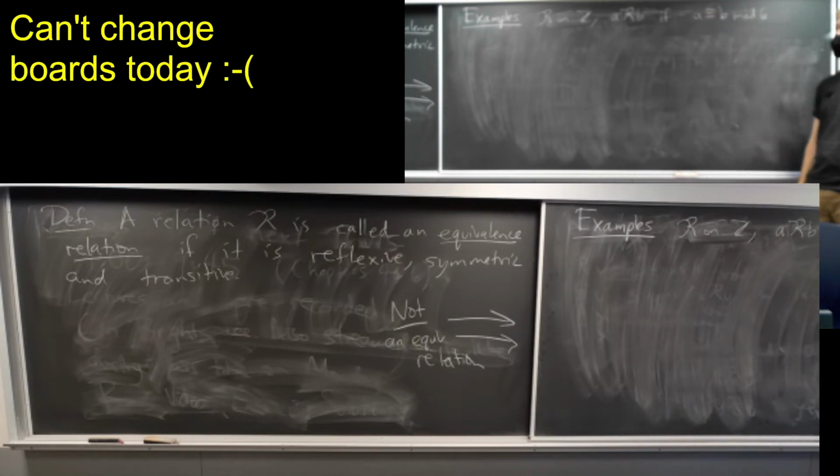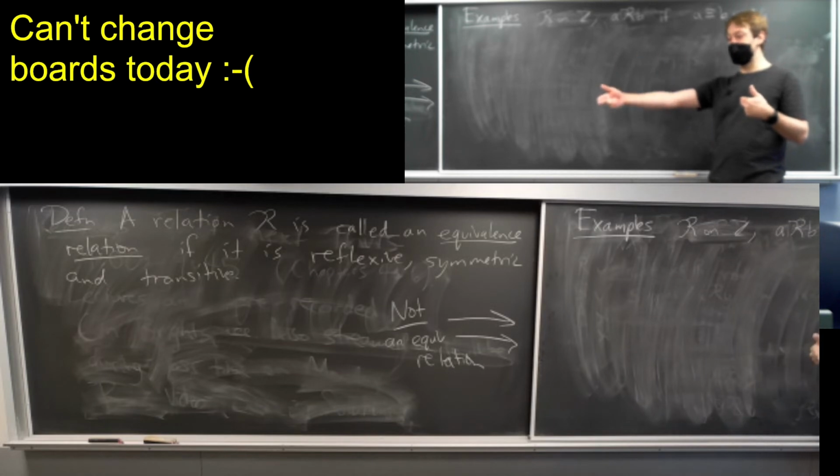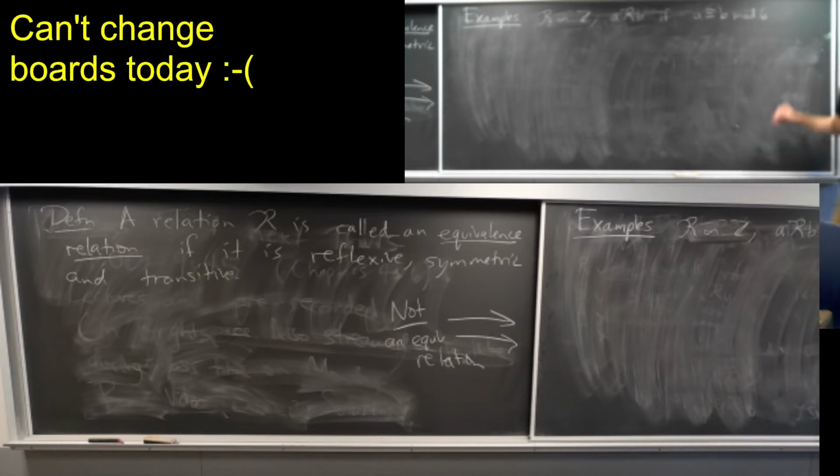Transitivity is also just as easy. If A has the same remainder as B, and B has the same remainder as C, then all three of them have the same remainder, right? So A has the same remainder as C. Okay, so this is an equivalence relation.